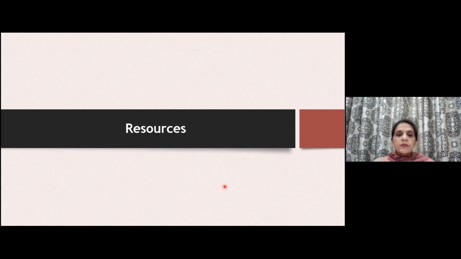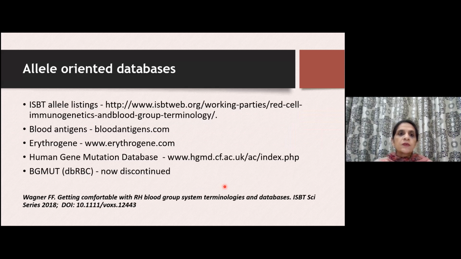So now after all this, we need to know where to get information pertaining to different blood group systems. There are various resources for blood group systems. We can see there are allele-oriented databases. The ISBT allele listings are available on the ISBT website, the Working Party on Red Cell Immunogenetics and Blood Group Terminology. We have blood antigens, Erythrogene, and human gene mutation databases, which maintain the various blood group system databases. Some of these databases have now been discontinued.